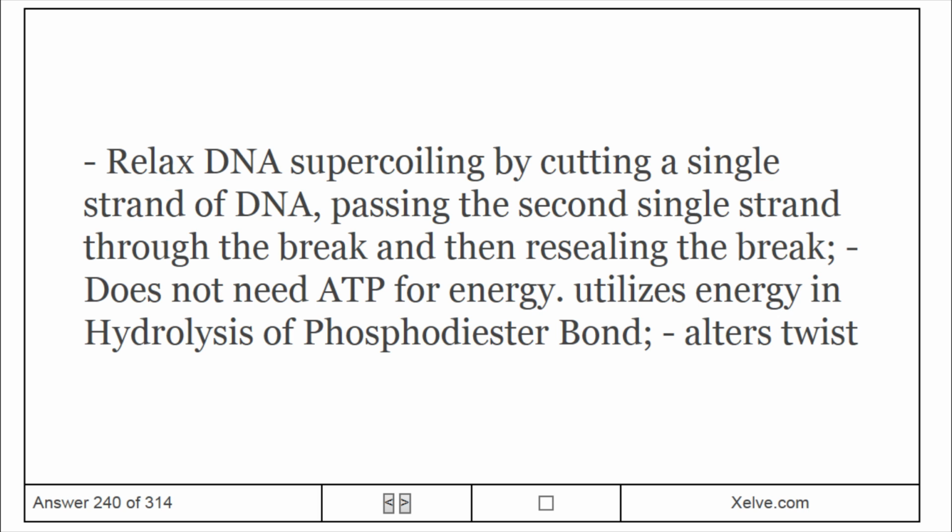Type 1 topoisomerase: relaxes DNA supercoiling by cutting a single strand of DNA, passing the second single strand through the break and then resealing the break. Does not need ATP for energy. Utilizes energy in the hydrolysis of a phosphodiester bond. Alters twist.